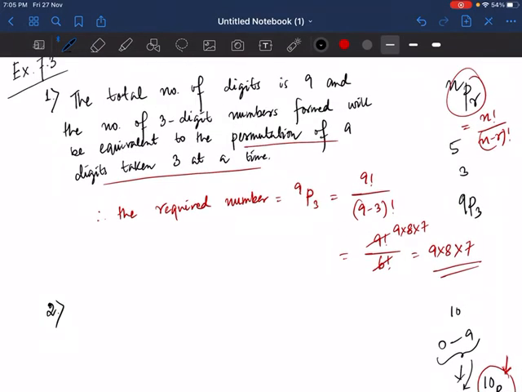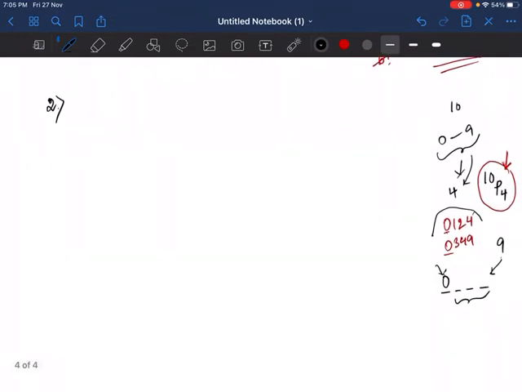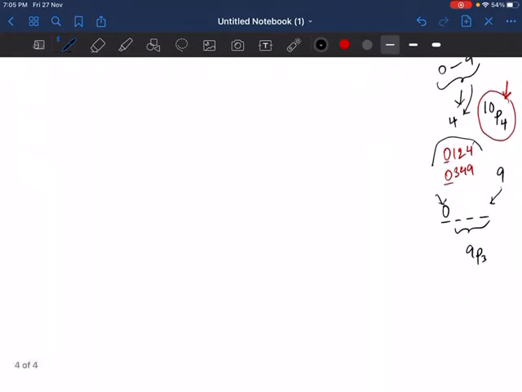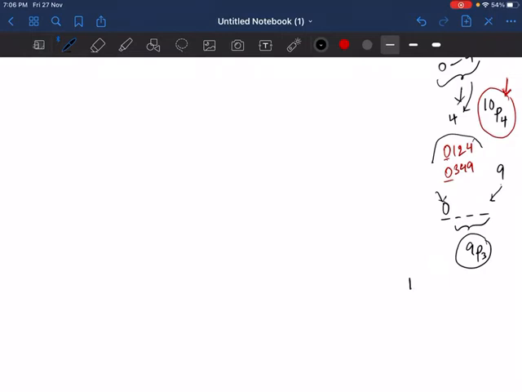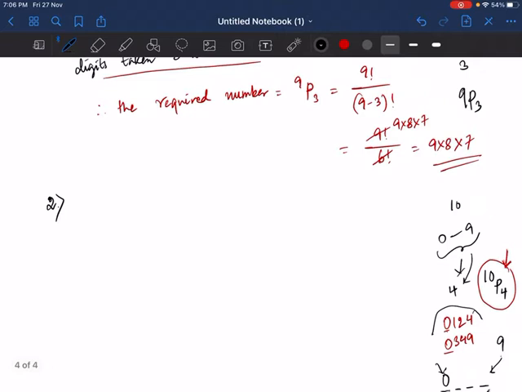The number of 3-digit numbers from 9 digits, right? Here we have 9 digits, and how many ways can we select 3 digits? We have 9p3. So 9p3 is the total number of numbers which start with 0, and they are not 4-digit numbers. So I need to remove this. My answer will be 10p4 minus 9p3. This will be my answer. So let us arrange this and write it nicely.